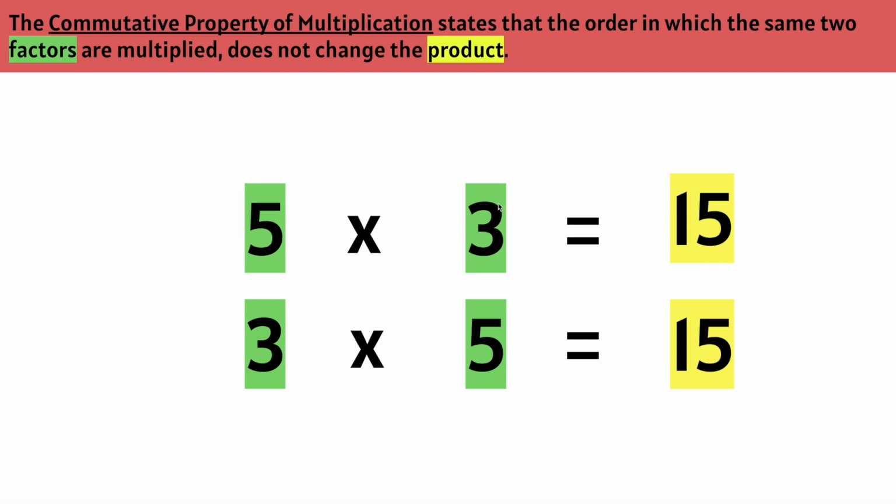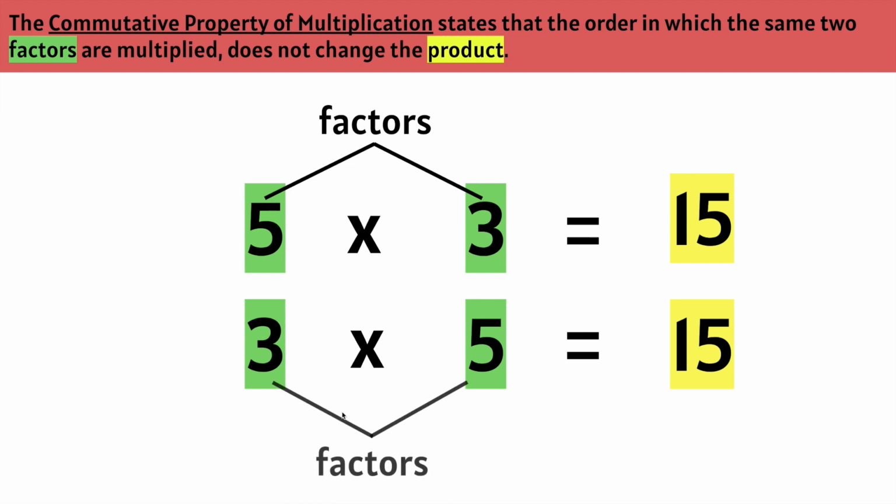5 times 3. The 5 and the 3 are known as the factors, the two numbers that are being multiplied. Here we have 3 times 5 equals 15. The 3 and the 5 are the factors. You notice that the factors switched order, but the product is still 15. Let's take a look at an array to see why.